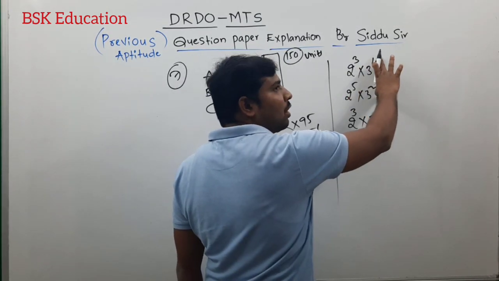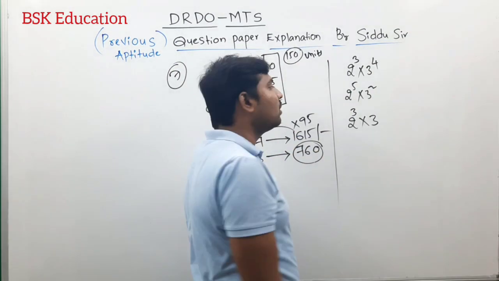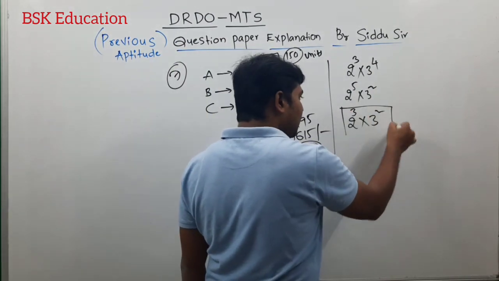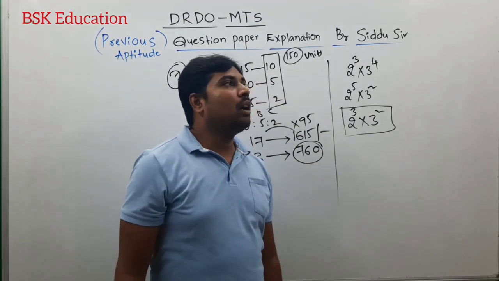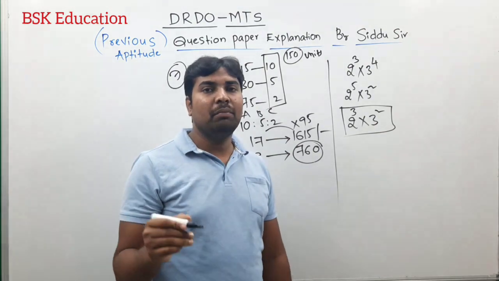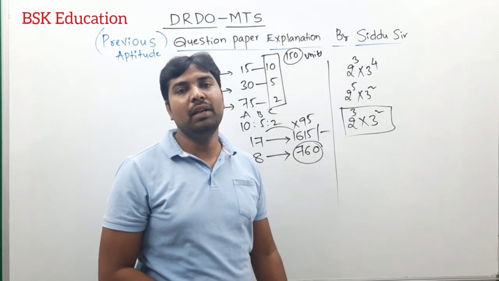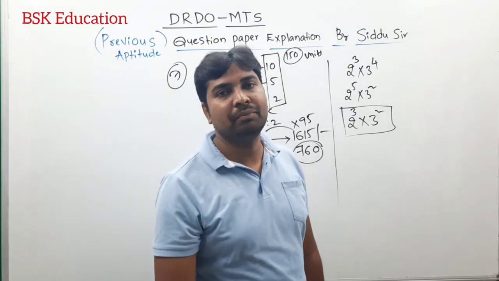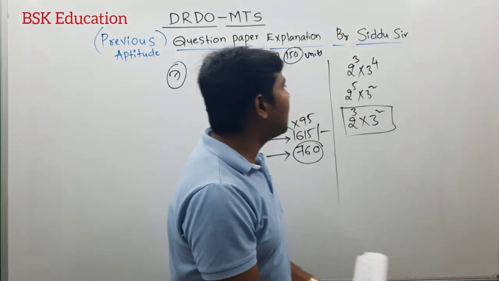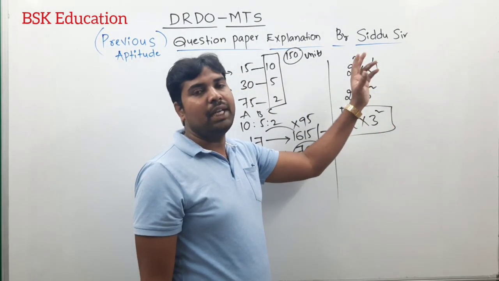Then here you have to compare 3 power 4 and 3 power 2. Which is the least power? 3 power 2. So this is the HCF. Wherever the question is asked on the LCM, maybe the question is asked in HCF or LCM, what you do is take all the factors with the highest powers.